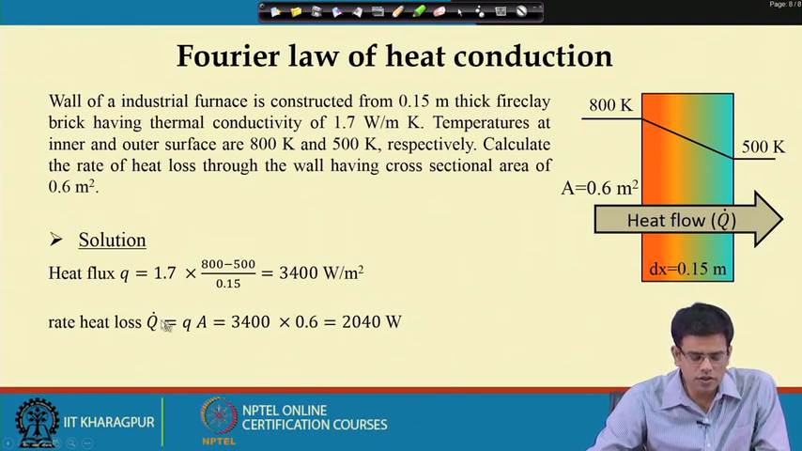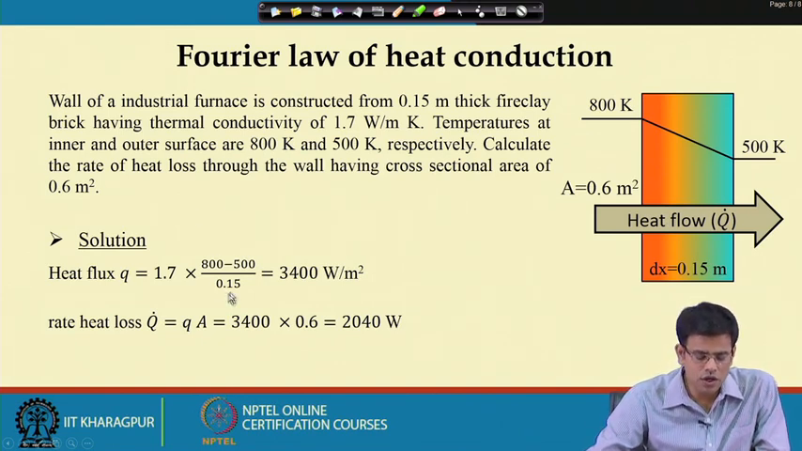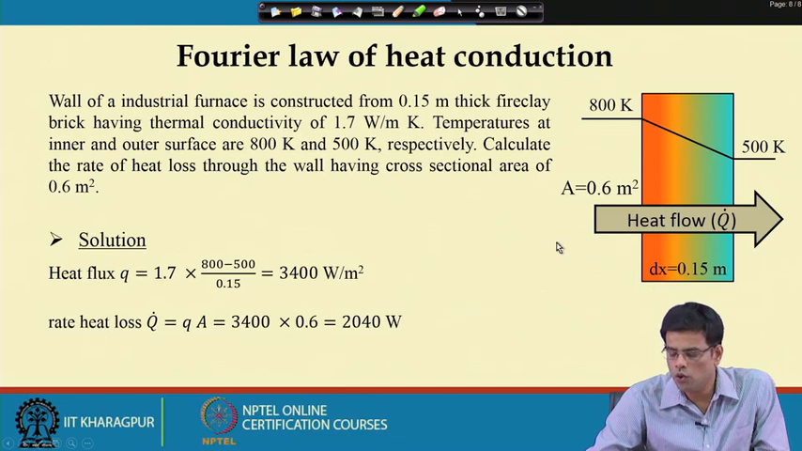Then the rate of heat loss. Heat is going from this surface to that surface, so this surface will have a heat loss, which is q into A. That is 3400, which we got from the heat flux, multiplied by the area. So, 2040. Here you see we have not used a sign. We know that the heat flow is in this direction, so that is why we have not used the sign.